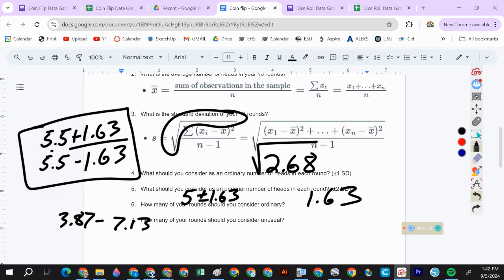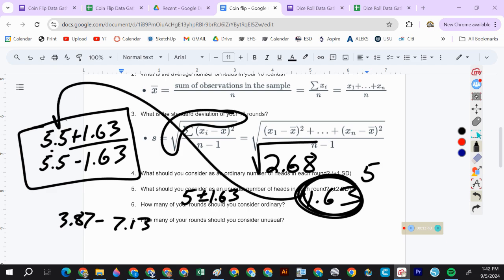So the expected number of heads is 5, right? And most people will be within this number. So we shouldn't add this to our average because our average isn't going to be perfect. So this number is our average distance from the average. And this number is how much we expected to get. So if I add that up, 5 minus 1.63 and 5 plus 1.63, my answer for number 4 is 3.37 to 6.63.